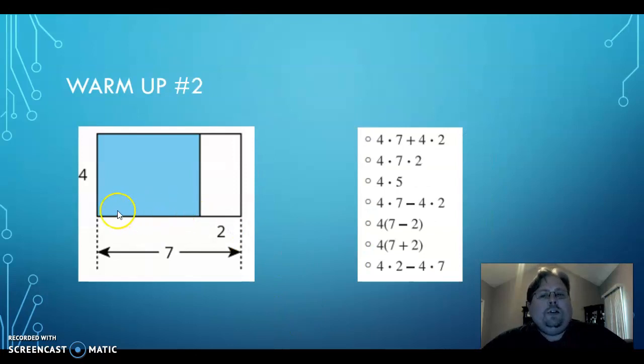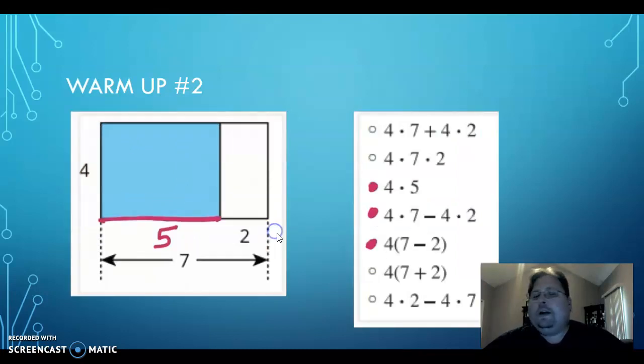Your second one, you needed to find all of the expressions that help you find the area of this shaded rectangle. Now, looking at this, if this from here to here is 7 and this is 2, the length of the shaded part is 5 because we do 7 minus 2 equals 5. So to find the area of this shaded region, we could do 4 times 5, which we have marked here.